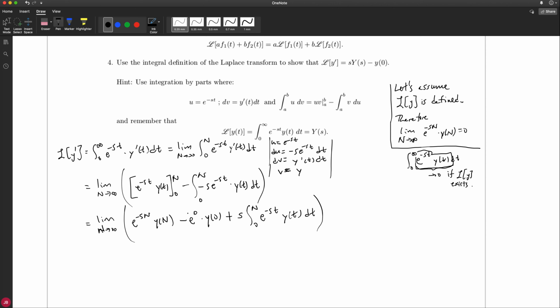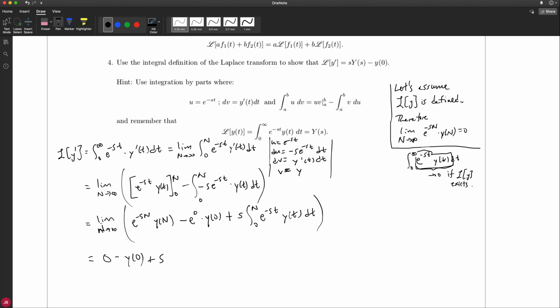Okay, e to the 0 is 1, so this is actually just minus y of 0. And furthermore, this limit right here, oh, well that's exactly this limit right here, e to the minus Sn times y of n. As n becomes large, this also goes to 0. And so we get 0 minus y of 0. And now we come over here, plus s.